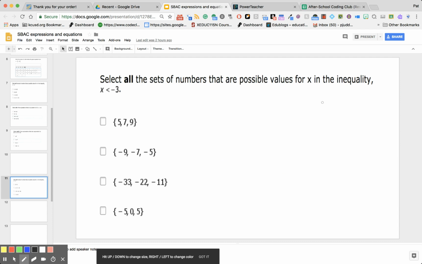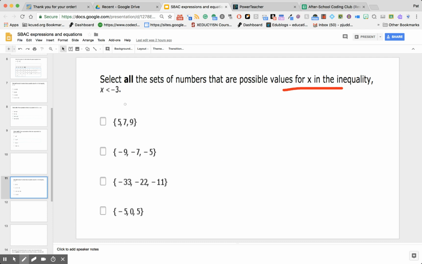Now, on to the next one. Another inequality. So look at all the sets of numbers and select all of the sets that are possible values for x in this inequality. X is less than negative 3. Again, you're going to label this A, B, C, and D. And you are only going to record the sets that are correct for this inequality. Pause the video here, take 2 minutes, and go.